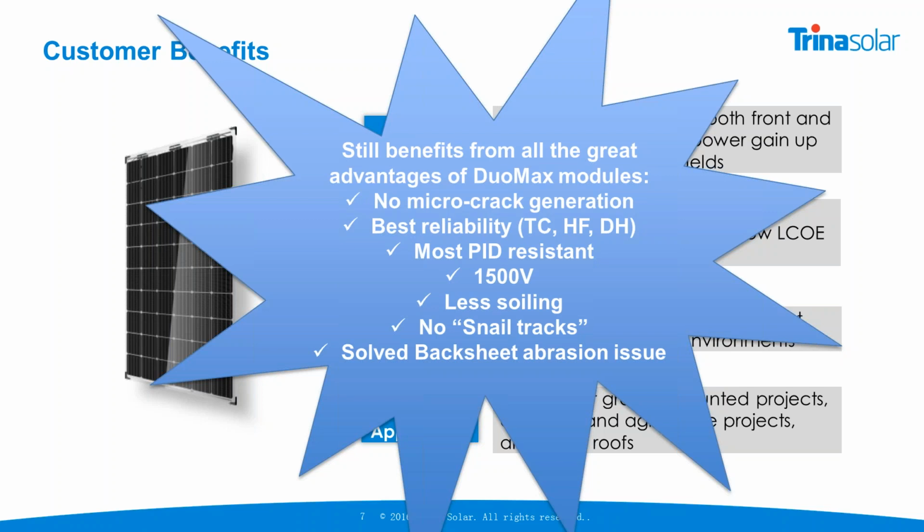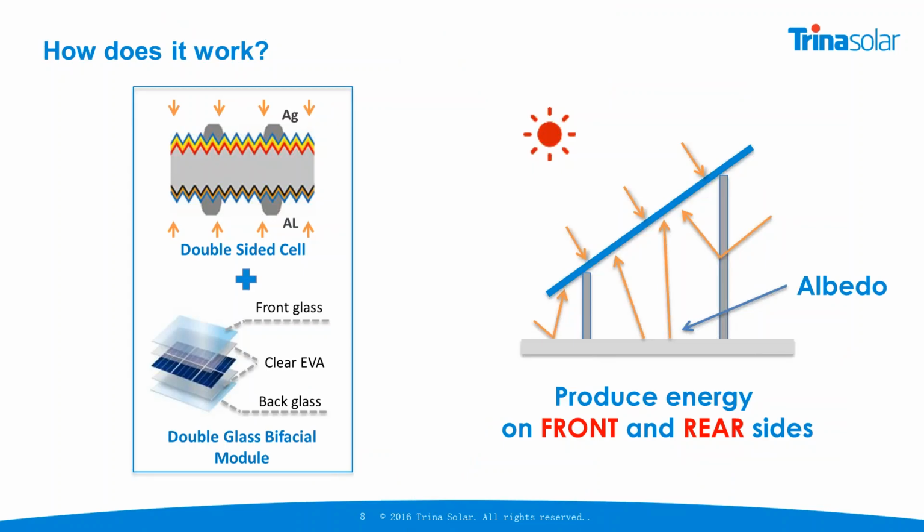module, which is no microcrack, best reliability under thermal cycling, humidity freeze or damp heat, the best PID resistance. The module is capable of 1500 volts, less soiling because there is no frame, so the frame doesn't catch dust at the edge of the module. No cell tracks because there is no microcrack and no water ingress, and basically you solve the backsheet abrasion issues in desert applications.